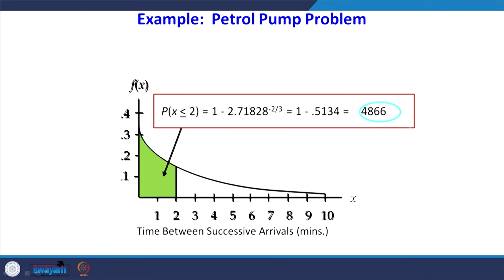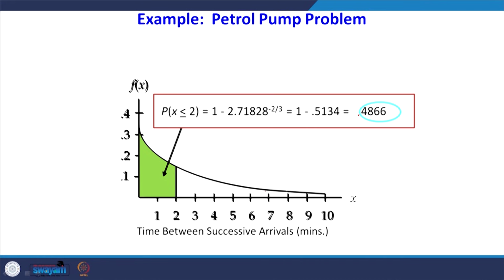So, if you want to know P of x less than or equal to 2, you have to substitute into that cumulative distribution function, 1 minus e to the power minus 2 by 3. The answer is 0.4866. So, this shaded region.